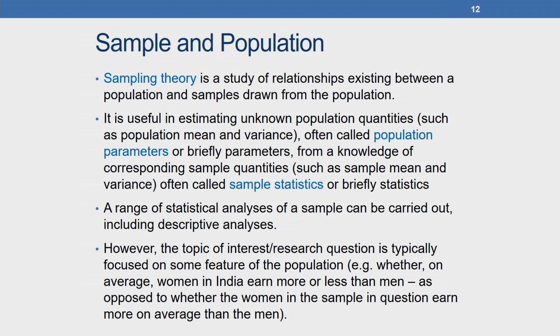These are often called population parameters, or briefly the parameters, from a knowledge of corresponding sample quantities. And when we are estimating sample mean and sample variance, it is referred to as sample statistics, or briefly statistics. And there is a range of statistical analysis of a sample that can be carried out, including descriptive statistics.